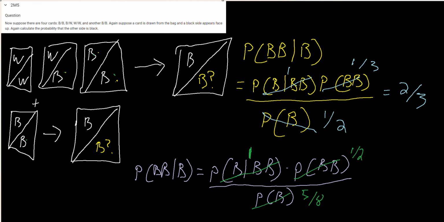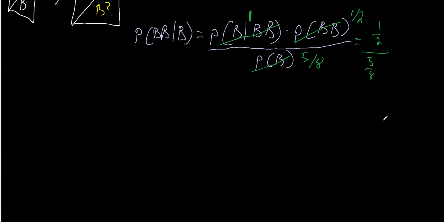Okay. So if we do this math, we have 1/2 divided by 5/8. So we can say 1/2 times 8/5. That becomes 8/10, or 4/5. And 4/5 equals 80%.